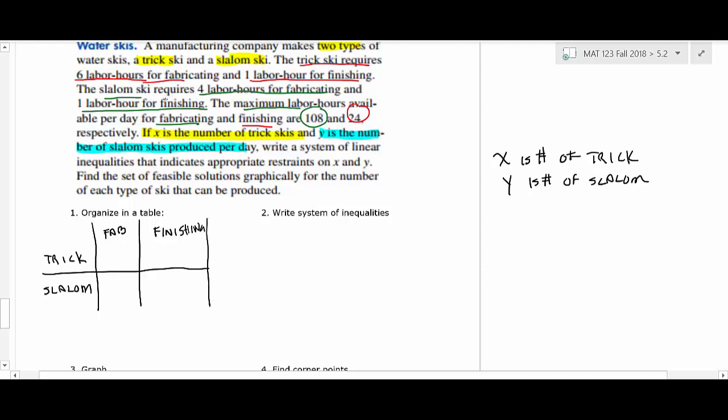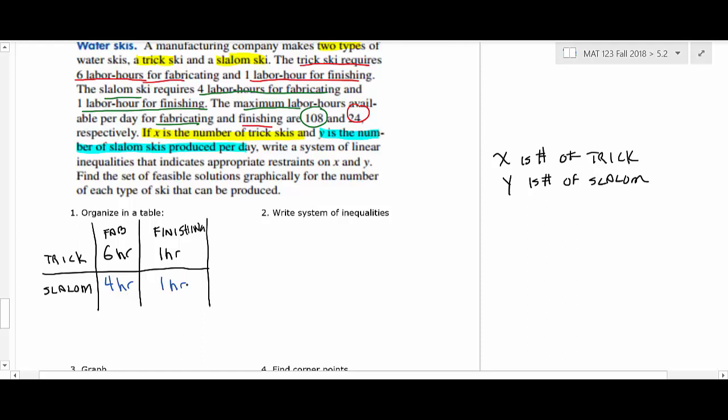So what it says, if you read the problem, it says if you have a trick ski, it requires 6 hours to fabricate, and it requires 1 hour to finish. Okay, so that kind of gives you the 6 hours and the 1 hour. That's what that means. If you read the information on the other one, the slalom ski, it's 4 labor hours for fabricating, and it's also 1 hour for finishing. Okay, so that's what that is.